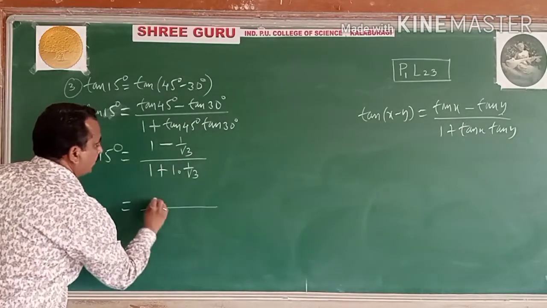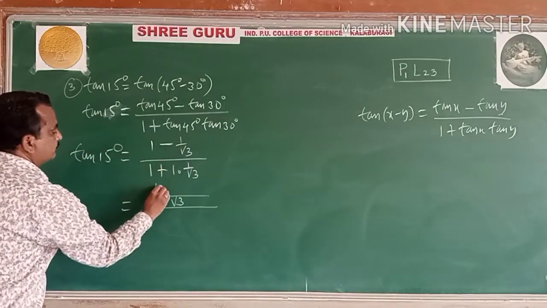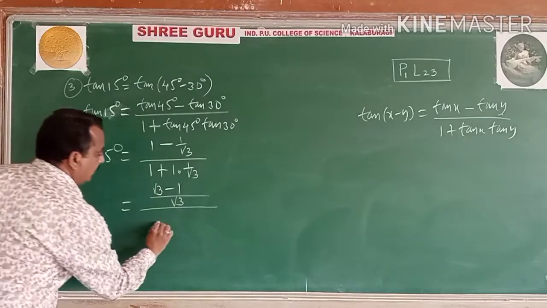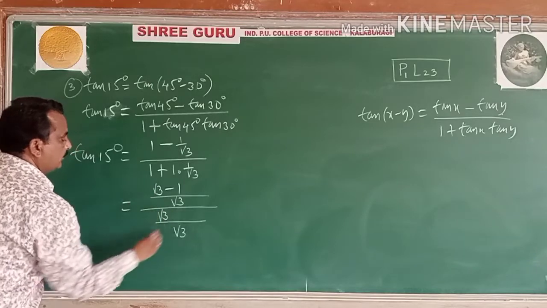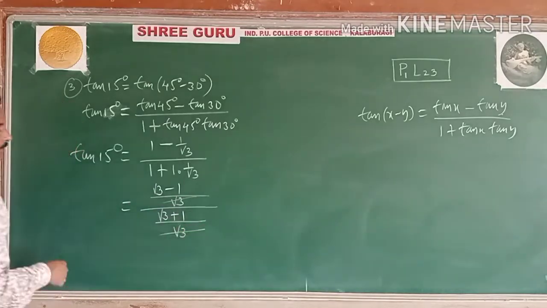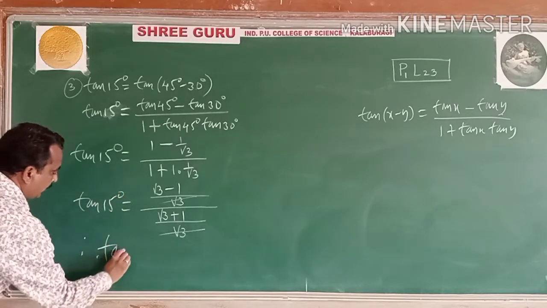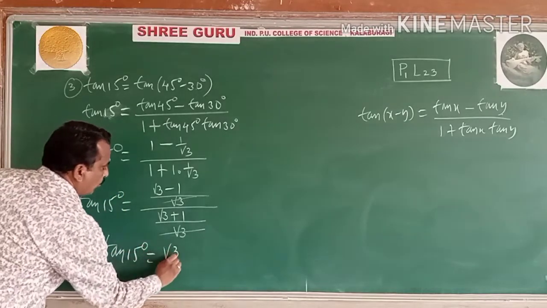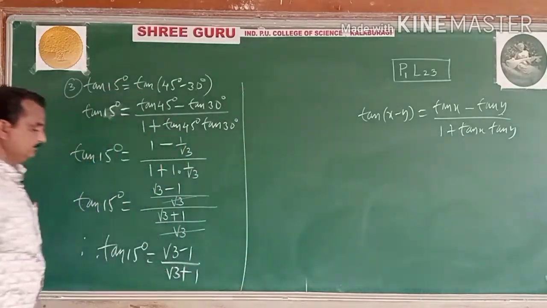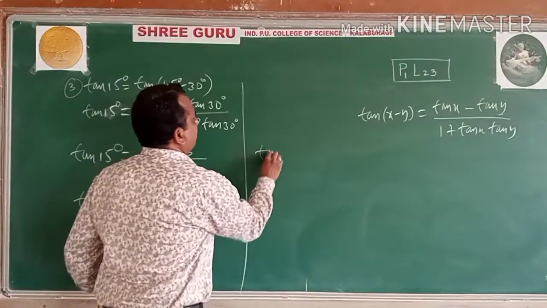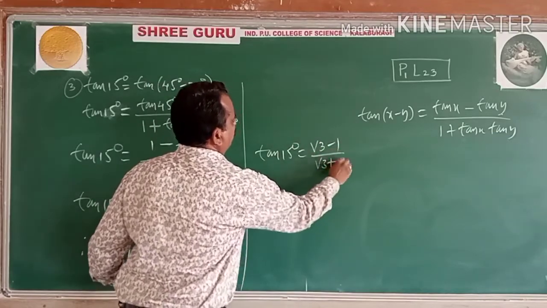Simplifying, taking LCM in the numerator. What is the LCM in the numerator? Root 3. Root 3 is the LCM here, multiplying gives root 3 minus 1. Denominator also has LCM root 3, multiplying gives root 3 plus 1. Root 3 gets cancelled. So therefore tan 15 degree is equal to root 3 minus 1 divided by root 3 plus 1. Rationalizing this value, you don't keep it as it is.